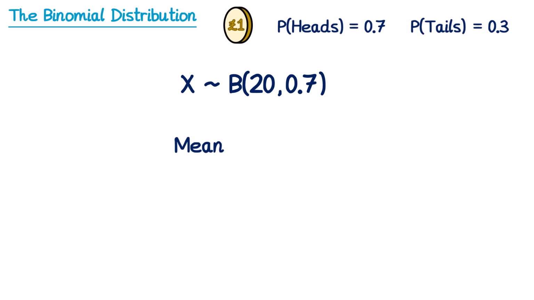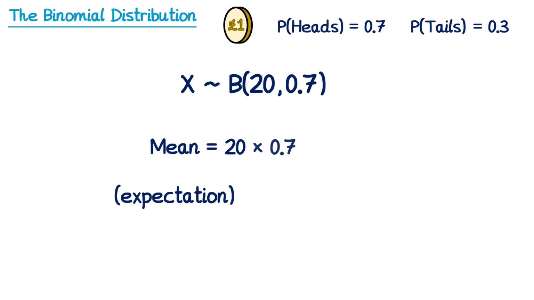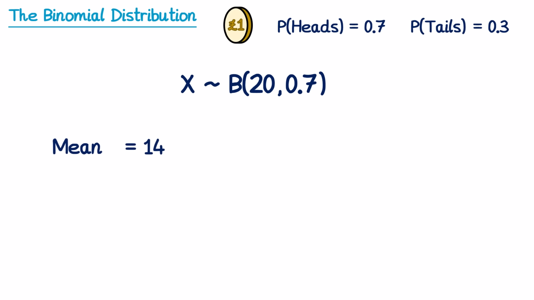Let's start with the mean. The mean is sometimes referred to as the expectation. If the probability of success is 0.7, then you would expect to get heads 70% of the time. So if we're going to throw it 20 times, we just want to work out 70% of 20, which we can do by multiplying 20 and 0.7 together. This gives you 14. So the mean, or expectation, for this distribution is 14.